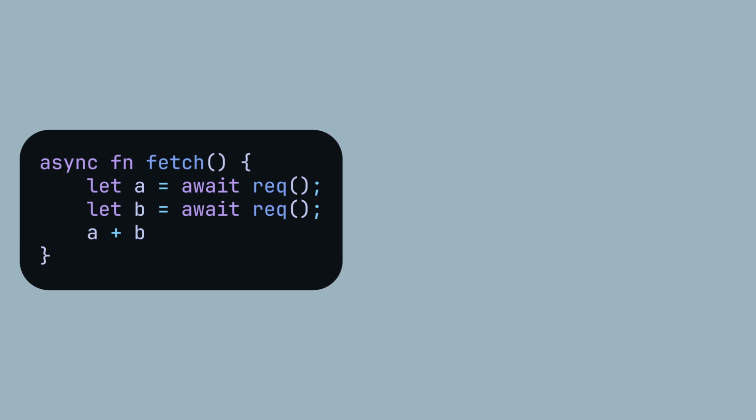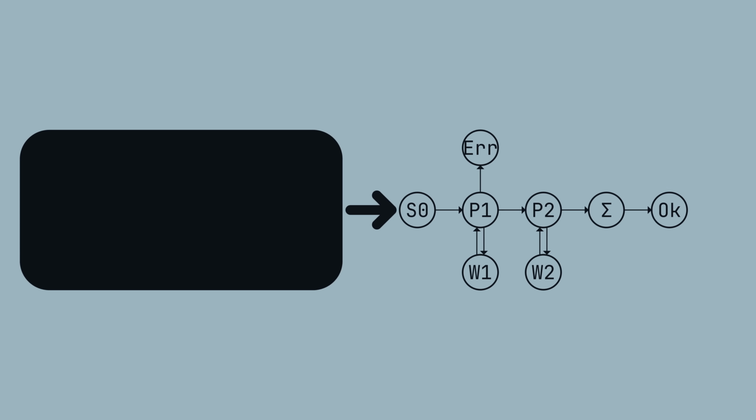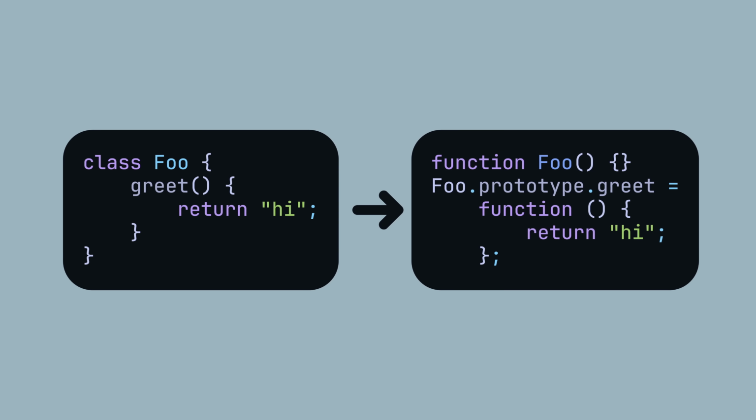Async and await in languages like Rust, C# or Kotlin get rewritten into state machines. The compiler literally generates a new data type that tracks where the function was suspended. And in JavaScript, the class syntax is just sugar for functions and prototypes.